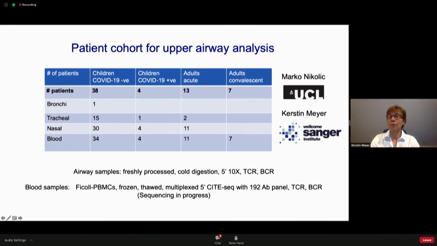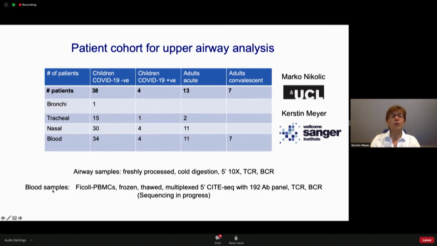And we then collected a number of adults as comparison, and also a number of convalescent adults who were COVID patients with severe disease 12 weeks after discharge from hospital. Now, for all of these, we collect the airway samples, which were brushes. They were freshly processed by cold digestion and then loaded onto a 5' 10x reaction platform. And we also sequenced TCR and BCR.